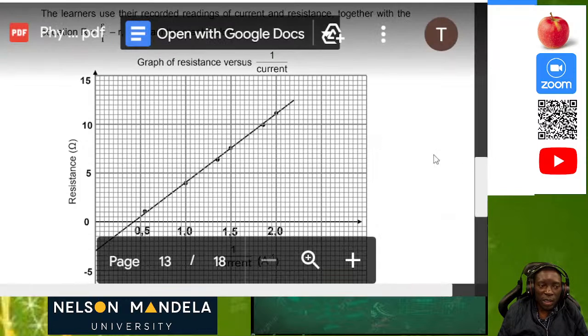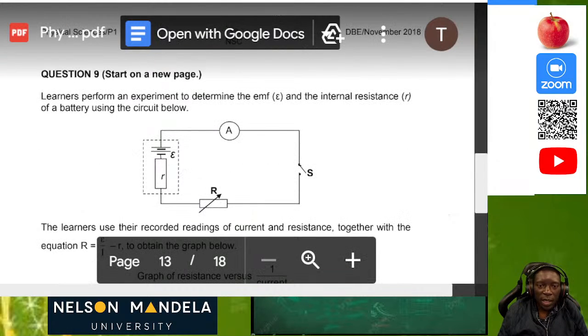So if you look at this circuit, you would basically vary the resistance, measure current, vary the resistance, measure the current, vary the resistance and measure current. You get values of resistance and current. Your EMF and r are the same. So those are constants.